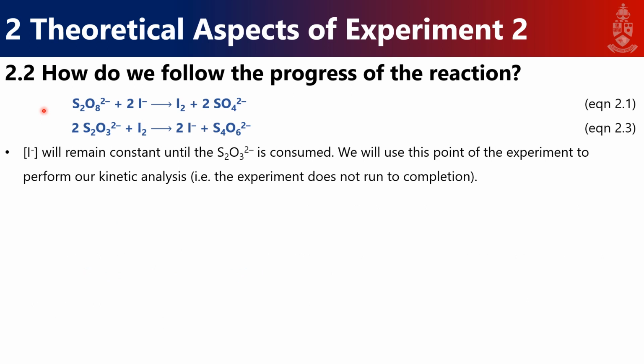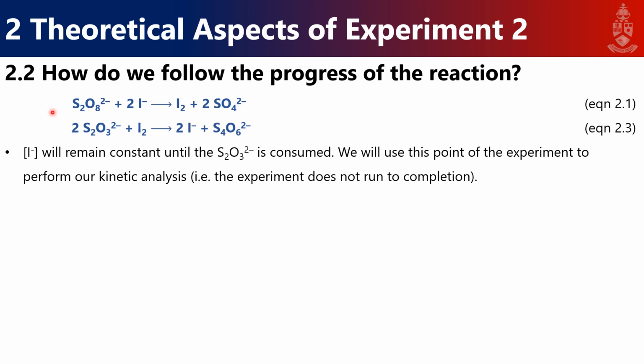So in summary, I've written down both reaction equations here. The reaction you want to study is equation 2.1 from your practical guide. It's the reaction between persulfate and your iodide. I want to limit formation of iodine, and therefore I'm going to react my iodine with a known quantity of thiosulfate. When all the thiosulfate is consumed, I will allow the formation of my iodine again, and then I will have a color change.